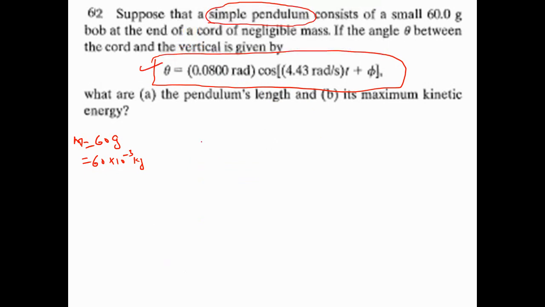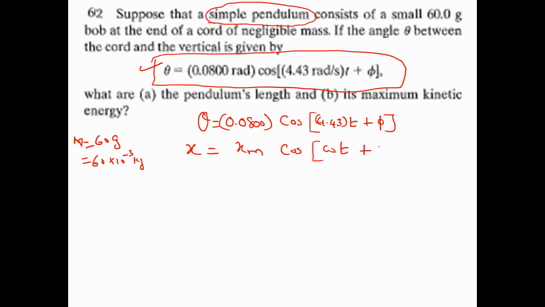My dear, I'm going to write this equation here. Theta equals 0.0800 radian, cosine of omega value. What is your omega value here? 4.43 multiplied by t plus phase angle phi. Am I right? Now, could you please recall the wave equation? X equals xm cosine of omega t plus phi. Am I right? Yes, teacher, you are right.